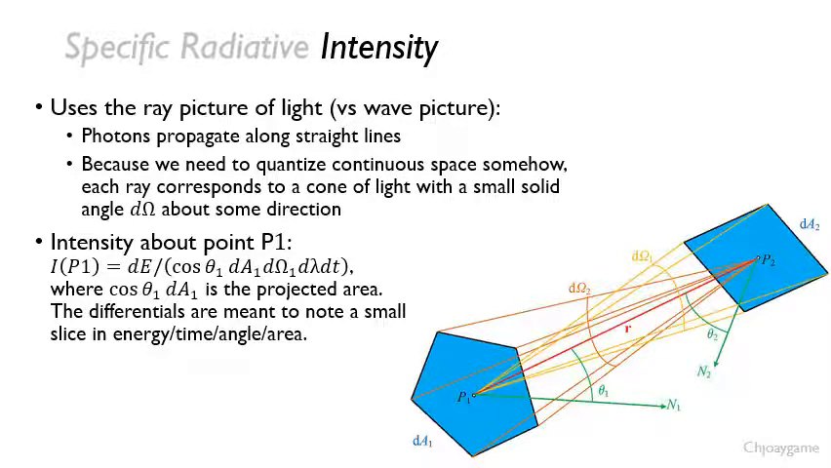Okay. So we need to quantize our continuous space somehow. So each ray here is going to correspond to a cone of light with some small solid angle about some direction.